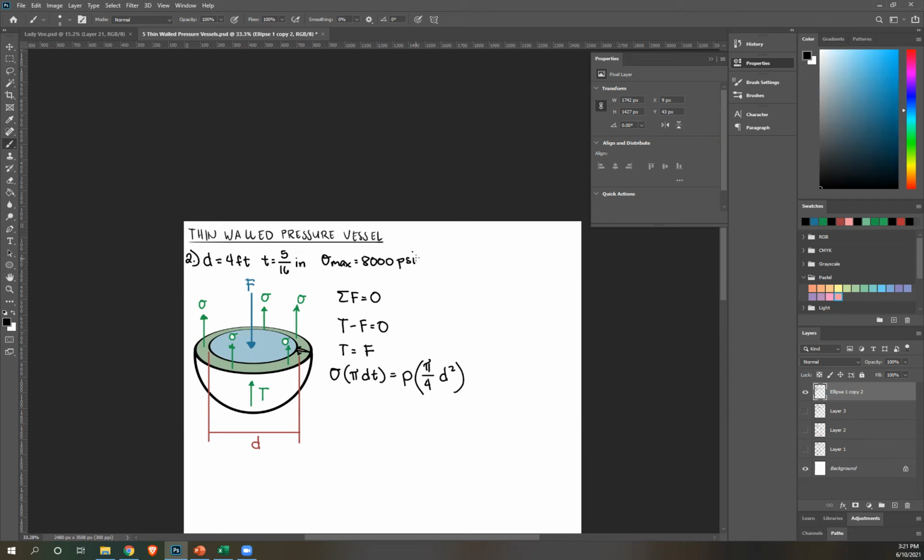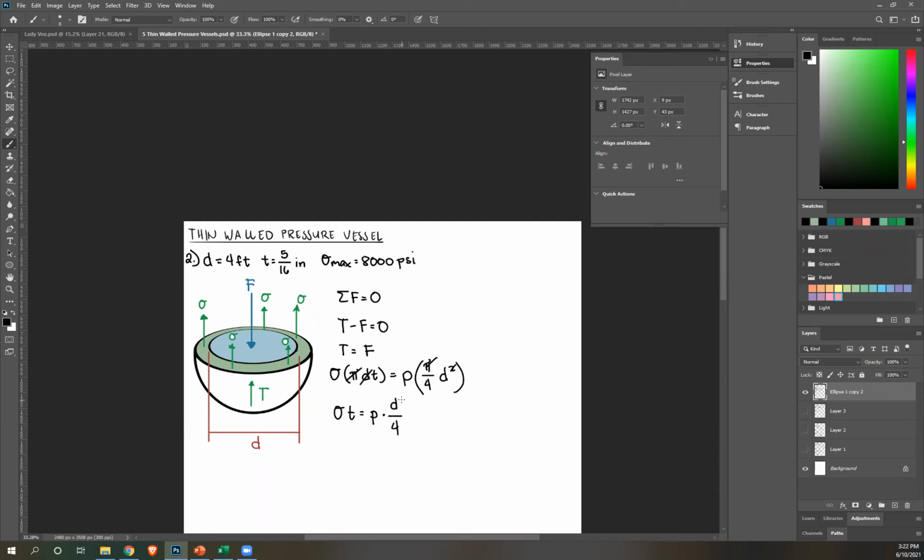Okay? And now we can sub in our values. So this sigma is represented by this. That's the maximum stress your material can experience. Okay? So what is this? So that sigma is equal to 1 half. Let's simplify first to make things easier. Pi cancels out, and then D cancels out. So we're left with sigma T equals P times D over 4.